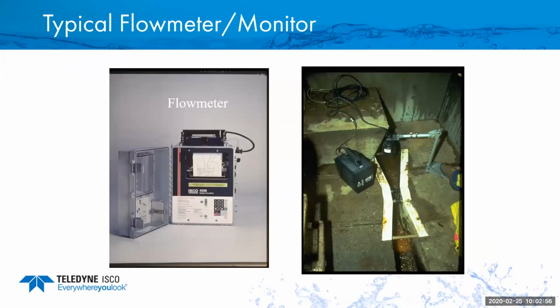So let's talk about some of the typical flow meters or monitors that you might have been familiar with in the past. The one on the left is a Flowmeter 4200 series, which has a built-in printer, keypad, and display. The one on the right is a flow logger or monitor. It wakes up, takes a snapshot of what's going on, and goes back to sleep. These have been changed to some updated equipment, and I'm going to go through a little bit of that with you.